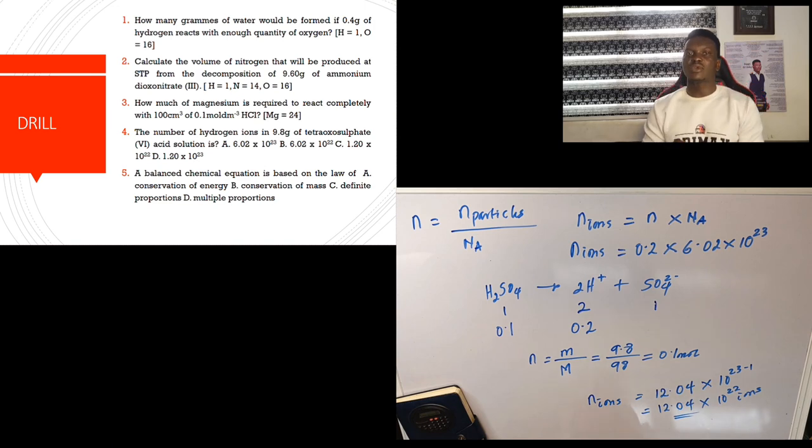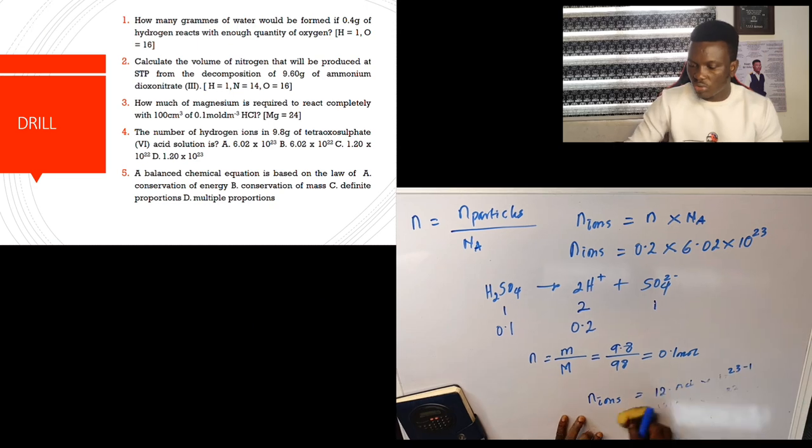A balanced chemical equation is based on the law of conservation of mass. The total mass you have on the left hand side will be equal to the total mass you have on the right hand side for a balanced chemical equation. Let me show you what that means.